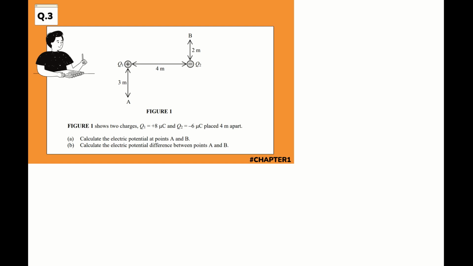Okay, the third question for chapter 1, electrostatic. So this time the question is about electric potential. The symbol is V, and also electric potential difference, and the symbol is delta V. So we have the same figure as in the previous question, question number 2. So this is the figure.